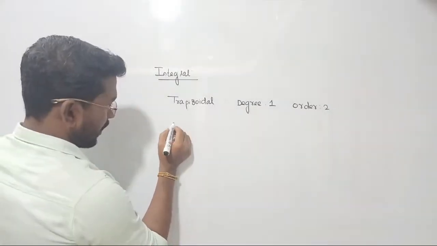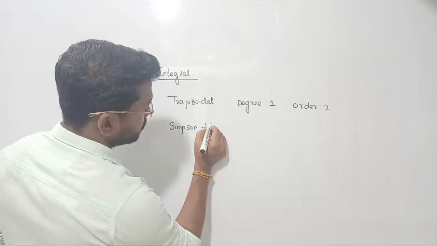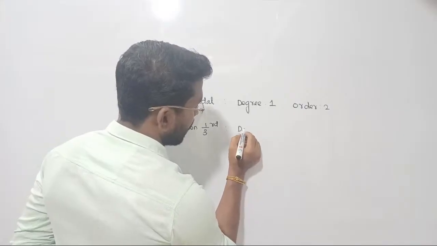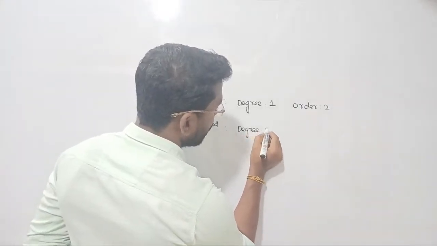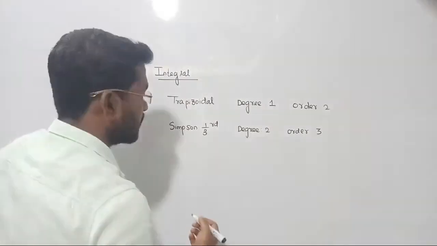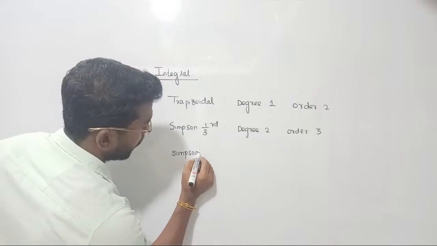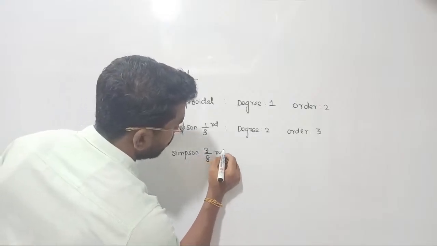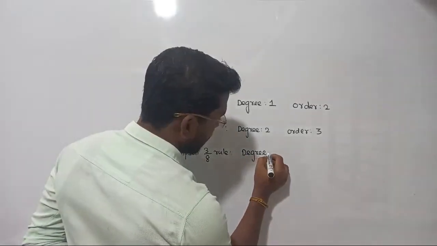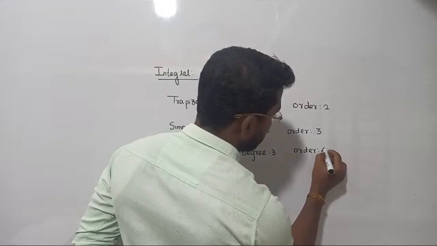Similarly, when we are looking at Simpson's 1/3 rule, or simply Simpson's rule, here we can go up to degree 2, and the order of the system can be raised to 3. Next, when we are looking at Simpson's 3/8 rule, here we can raise the degree up to 3, and we can raise the order of the system up to 4.